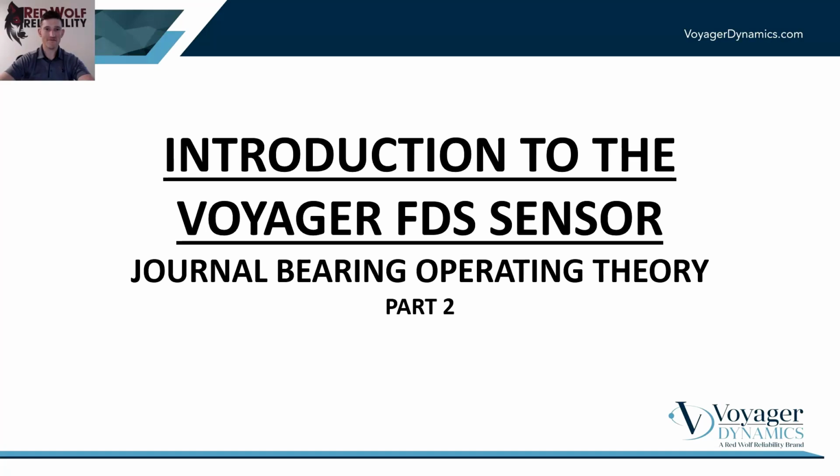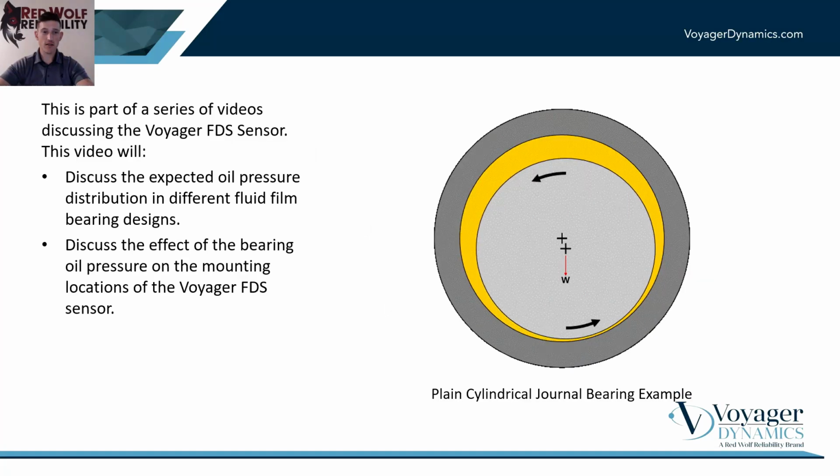So specifically, we're going to discuss in this video the expected oil pressure distribution in a few different styles of fluid film bearings. And then we're going to use that expected pressure distribution in our oil film to discuss how we decide where FDS sensors should be installed on these different varieties of bearings.